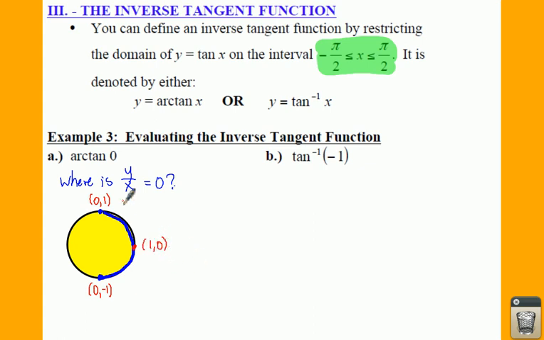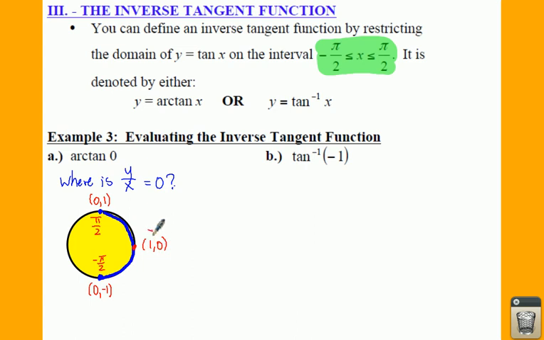So we need to figure out what ratio of y over x gives us a 0. If you look at the top at pi/2, y is 1, x is 0. So 1 over 0. That is, contrary to popular belief, not 0. It is undefined. If we are at -pi/2, same thing here. If you take -1 over 0, that's going to be undefined. So your only value can be at 0.